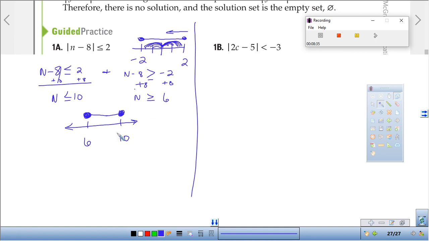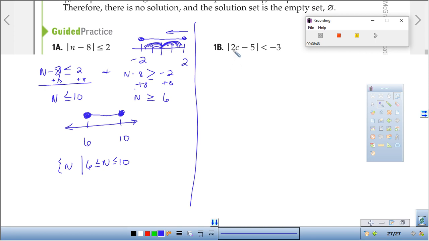Oh wait, so my answer for this one: the set of n such that n is between 6 and 10 and less than or equal. I always put these two symbols right here, and then determine if there are equal signs down here, if they gave it to you or not. Let's look at this one over here.